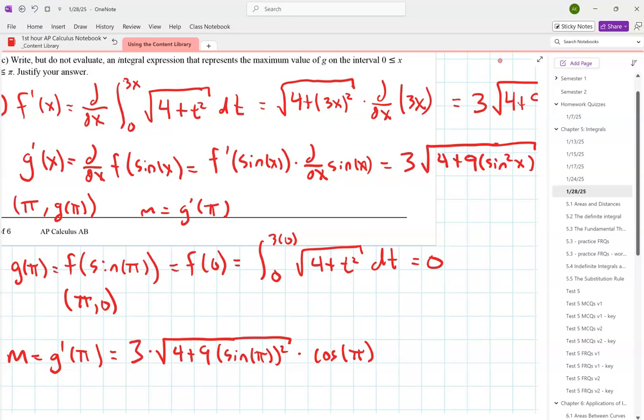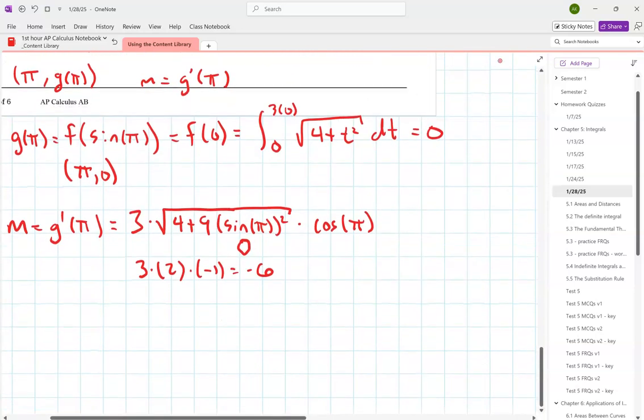Is everybody okay with where I plugged that? Okay. And we said the sine of pi was 0. So that's going to just be 3 times the square root of 4, which is just 2. And the cosine of pi is -1. So pi is 180 degrees, so you're on the left side, so it is -1. Remember, cosine is the x. So that's -1. So that's -6 then.